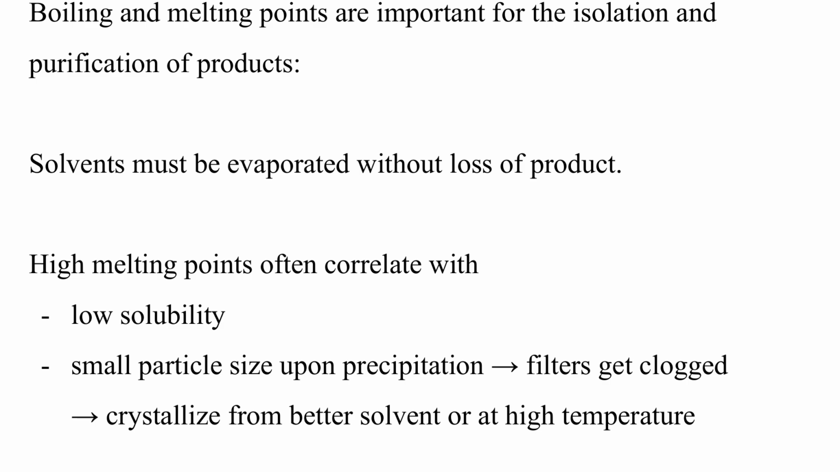Some products are volatile or tend to sublime and require low boiling solvents for their extraction. High melting points often correlate with low solubility, and extraction with a solvent may not be possible. Compounds with high melting points and low solubility also tend to precipitate as fine powders that can be difficult or impossible to filter off. In such instances, the product should be crystallized from a better solvent, for example DMF or DMSO, or at a high temperature.